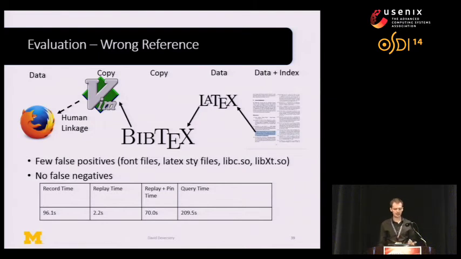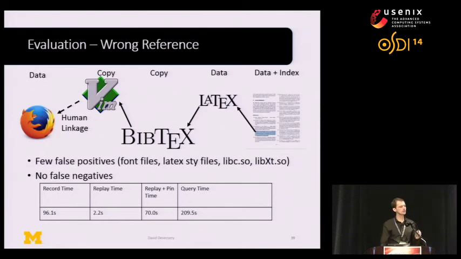The wrong reference example then traces this backwards through the DVI viewer. You'll notice it uses data plus index linkage on the DVI viewer. Then through the process graph to LaTeX. On LaTeX, it only needs to use a data flow linkage because this is what gives it the relation. And then it traces backwards through BibTeX, Vim, and Firefox. And you'll see at the top of the page, we use different linkages dynamically as we trace backwards. And when we trace from Vim to Firefox, we even use a human linkage to find the actual Firefox instance.